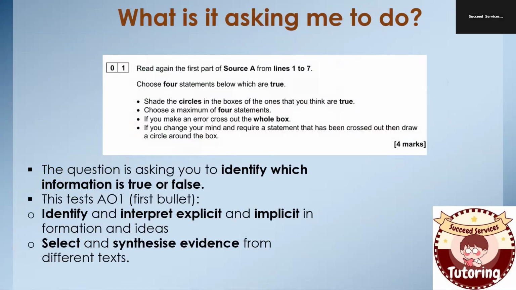So what is it asking me to do? It's asking you to identify information. It's testing Assessment Objective 1, which means identify and interpret explicit and implicit information. Explicit is information which is really obvious. So if I said Tommy is 7 years old, and then I ask you what Tommy's age is. Implicit is like reading between the lines. What's the hidden meaning? What is the writer trying to achieve? So you need to read the paper and decide which statements are true in this case. Now remember, you only have 4 choices.